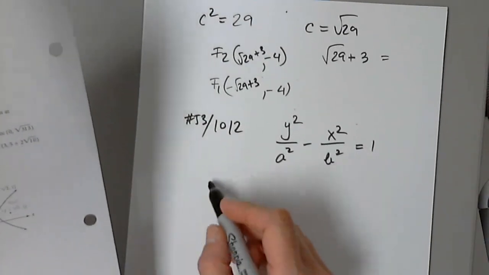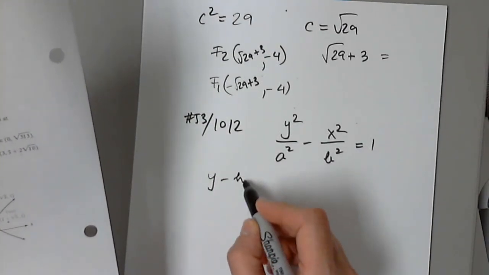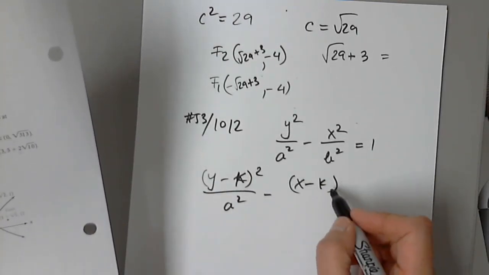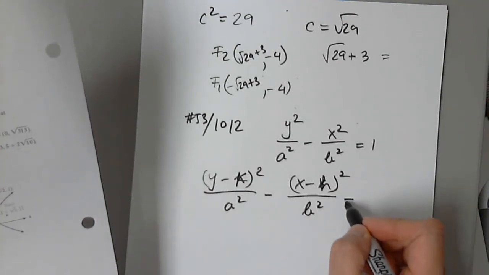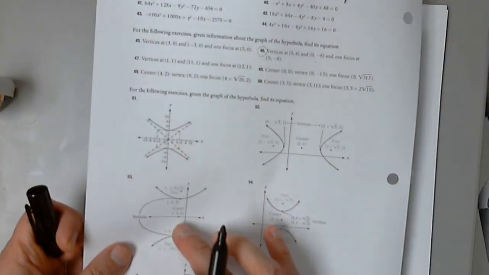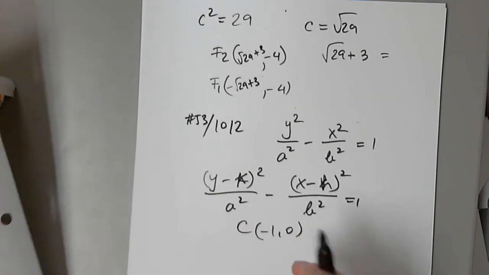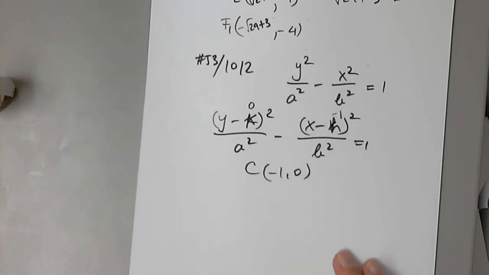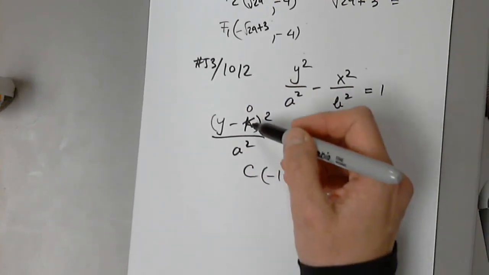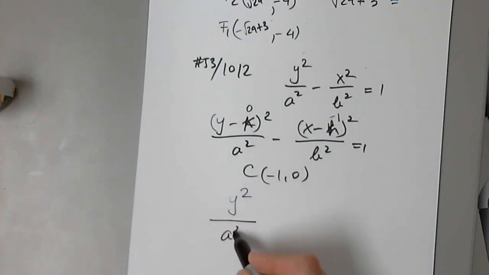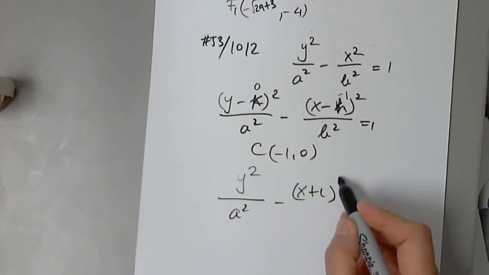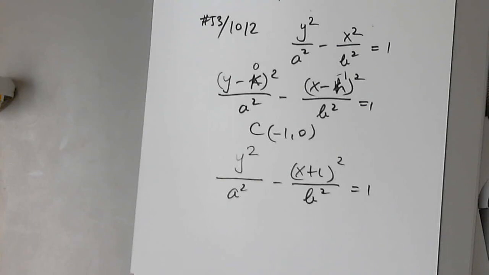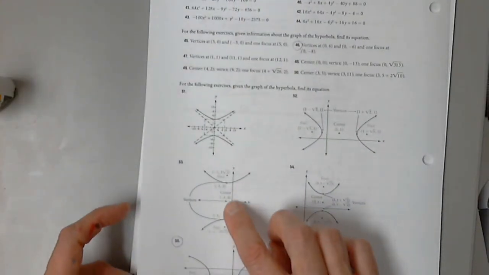We have (y minus k) squared over a squared minus (x minus h), of course, squared over b squared equals 1. The center is given to us at -1, 0. So we know that h is -1 and k is 0. We agree with that? Center -1, 0. So then for now we have y squared over a squared minus (x plus 1) squared over b squared equals 1. So that's the information we have from the center.